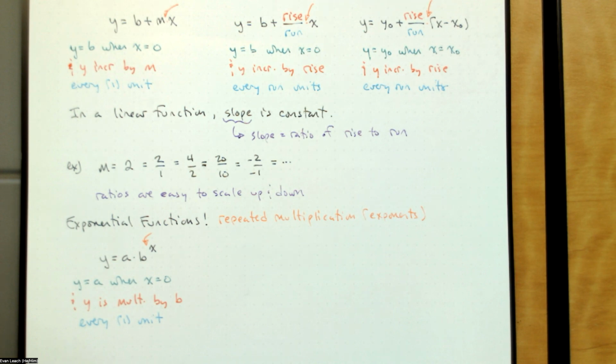This is where we're multiplying by b every 1 unit. B is the unit multiplier, just like slope is the unit rate of change. What's happening when x increases by 1? B is the unit multiplier, where m was the unit rate of change when x increases by 1.